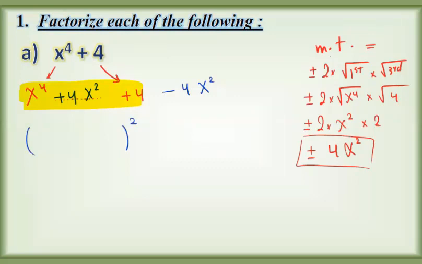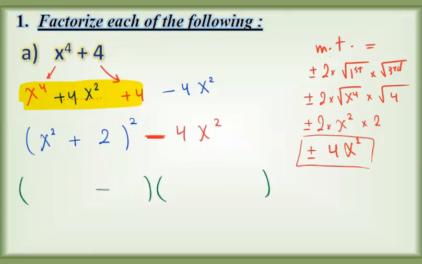We take the square root of x power 4, which equals x power 2, and the square root of number 4, which equals 2. The sign between these two terms will be positive because the sign of the middle term here is positive. Then we type again negative 4x power 2. Now we have a difference between squares, and to factorize the difference between squares, we open two brackets.